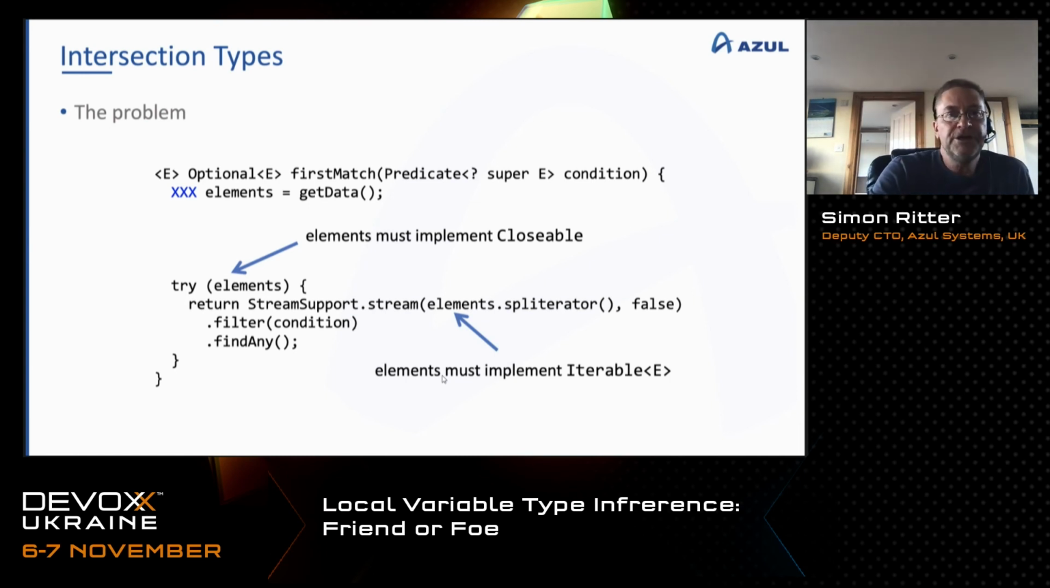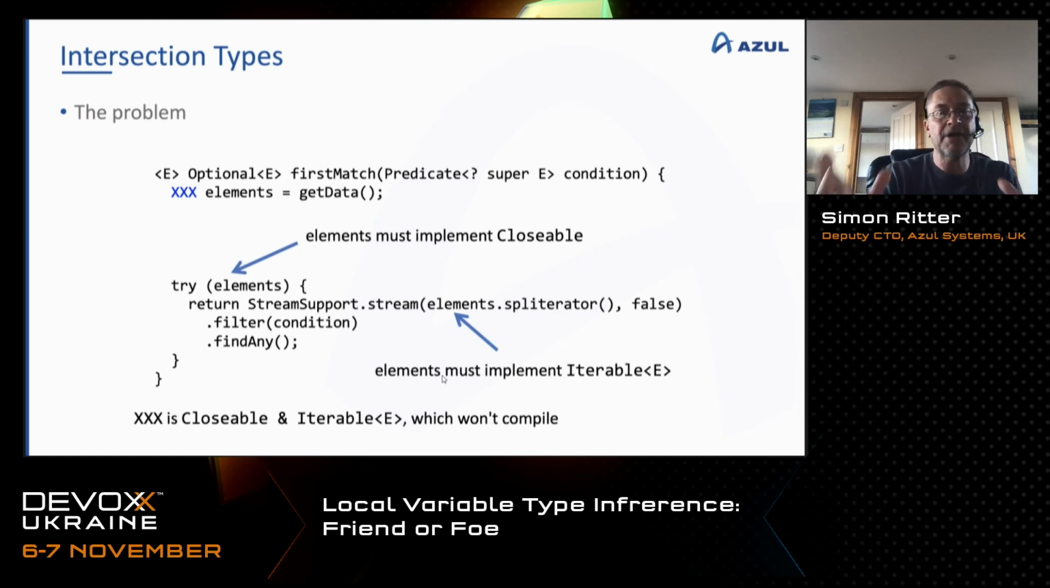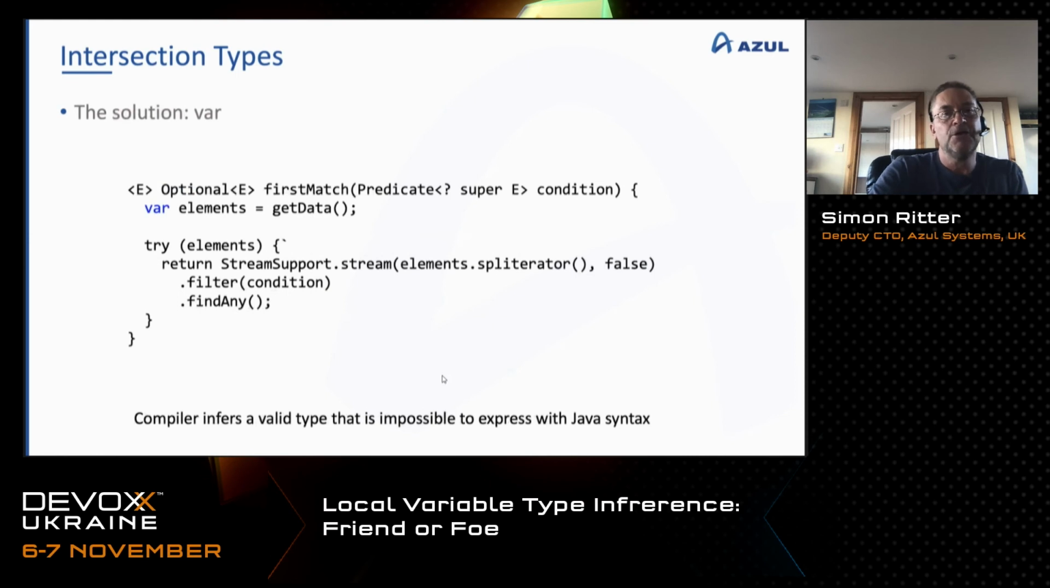To get around that, we can use var. So yeah, XX is closable and iterable. We don't have the ability to say closable and iterable of E as the definition of the type. So the solution is var. We simply say var elements equals getData. And what will happen there is that the compiler will infer the type which is correct for something being returned from getData. So it will infer a type which implements both the closable and the iterable of type E interfaces.